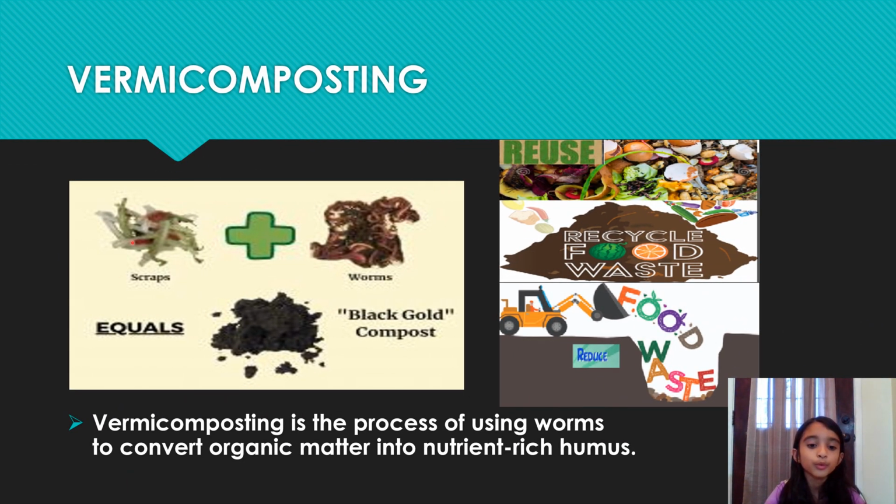Vermicomposting. Vermicomposting is the process of using worms to convert organic matter into nutrient-rich humus. In this picture we can see some food scraps given to worms and the worms make black gold compost. Vermicomposting helps us reuse food waste, recycle food waste, and reduce food waste instead of putting them in the landfills.